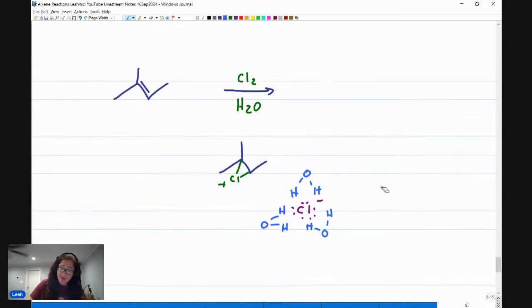That is what is happening to the chlorine atom, to the chloride ion. That chloride is not going anywhere. The water is holding on to it so tightly, so carefully, it's trapped.